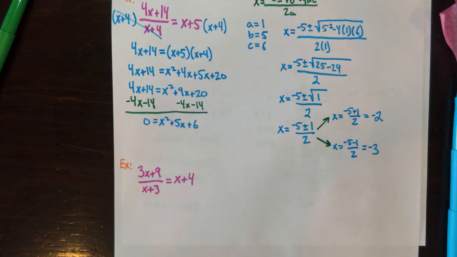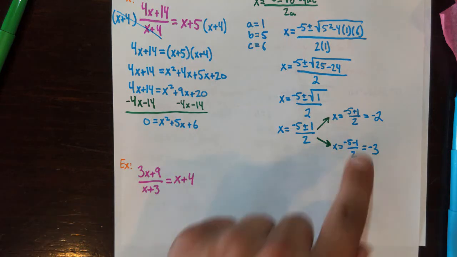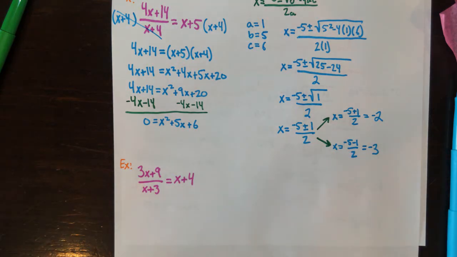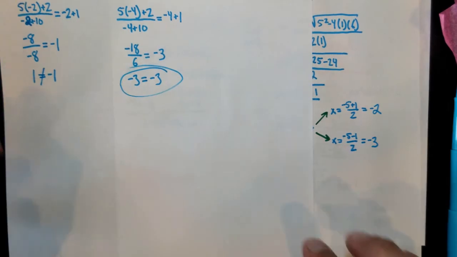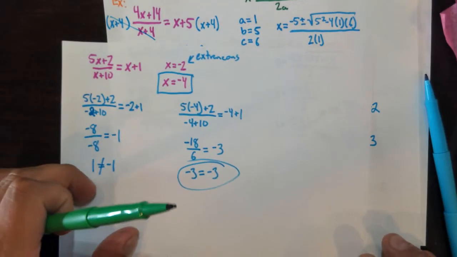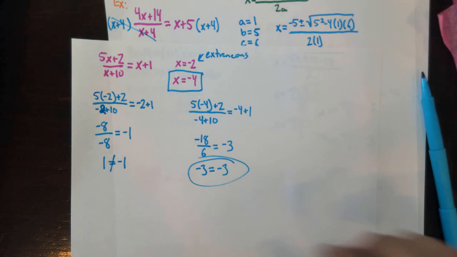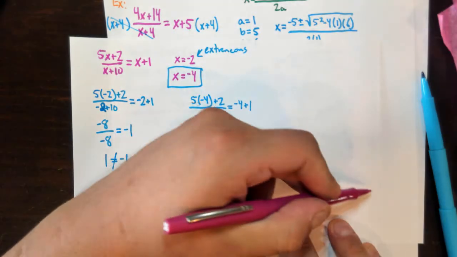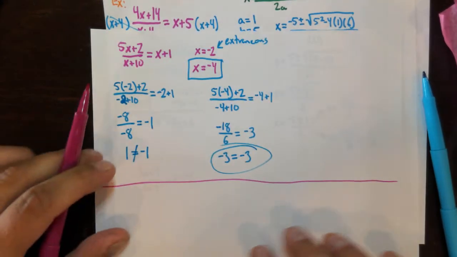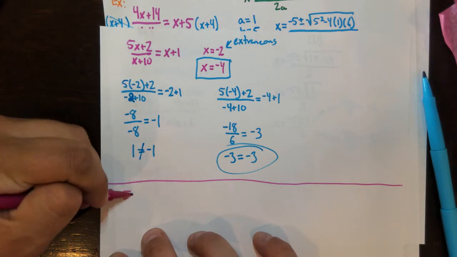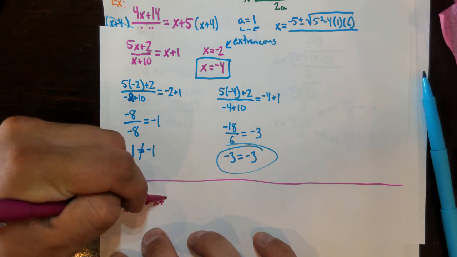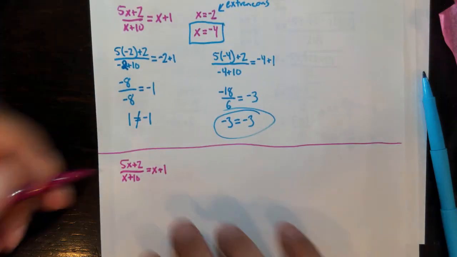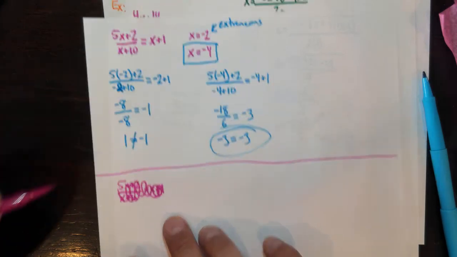Let's see. What were we doing? We were checking for extraneous solutions for this one when we got negative 2 and negative 3. So let's see here. Our equation was 5x plus 2 over x plus 10 equals x plus 1. Okay, wait, no, that was the last one. I was looking at the wrong one. My bad.